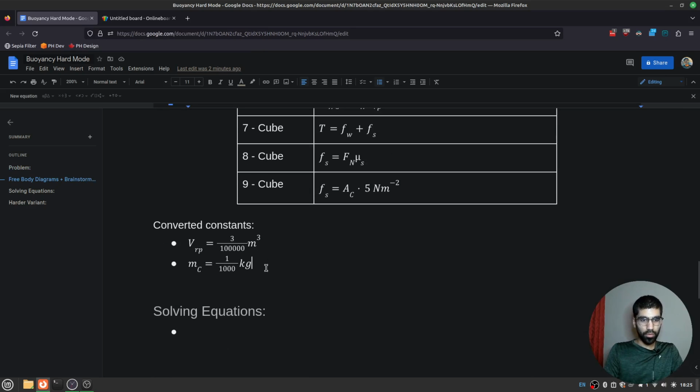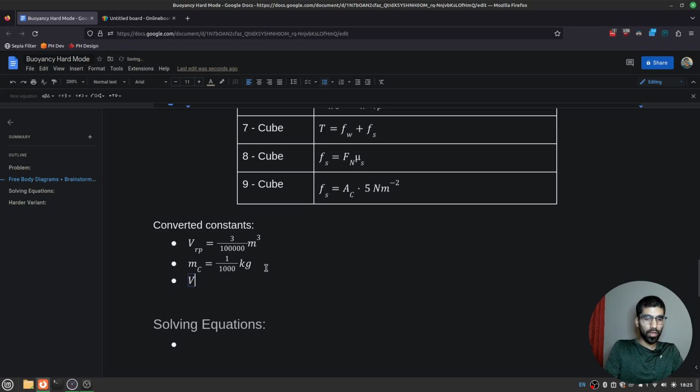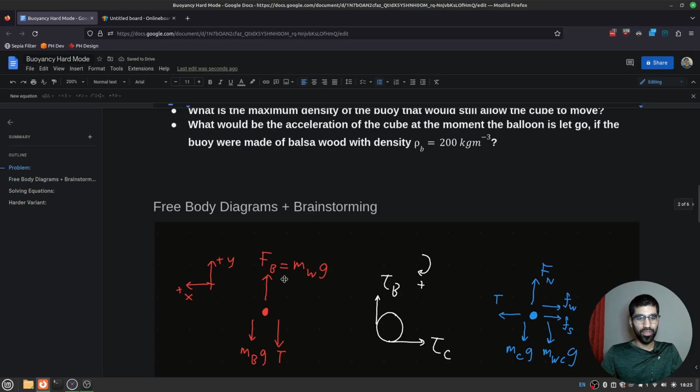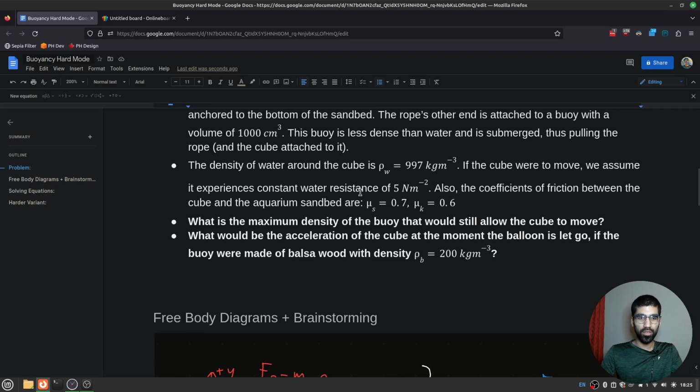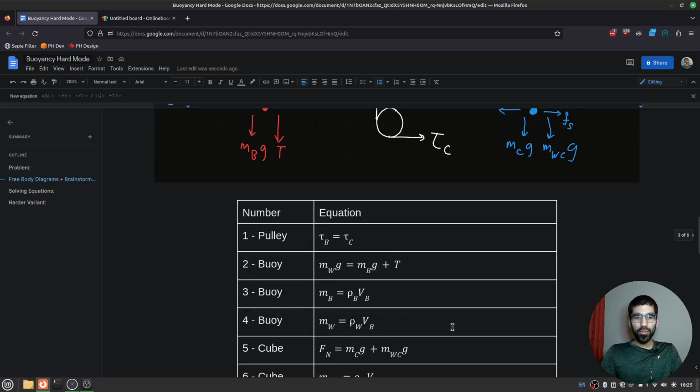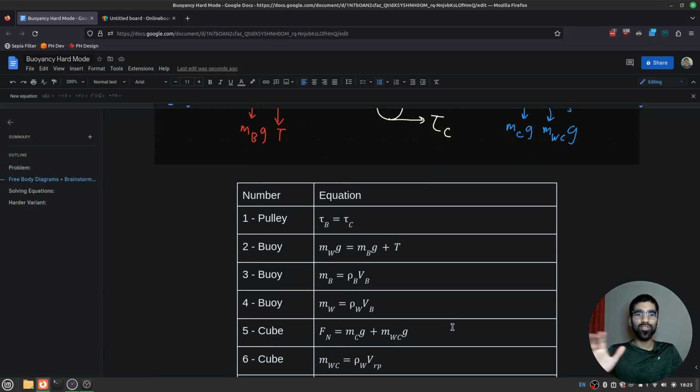We have the volume of a cube that is... sorry, volume of the buoy. Volume of the buoy is 8,000 of a cubic meter. Now we are done. Okay, everything is in standard units. We are ready to solve.